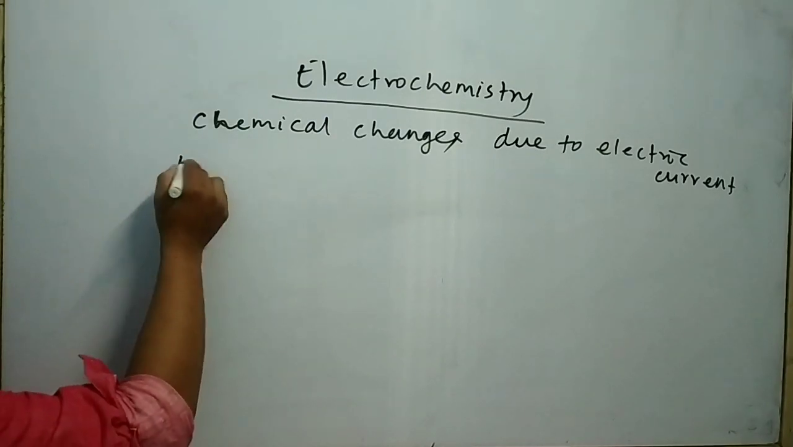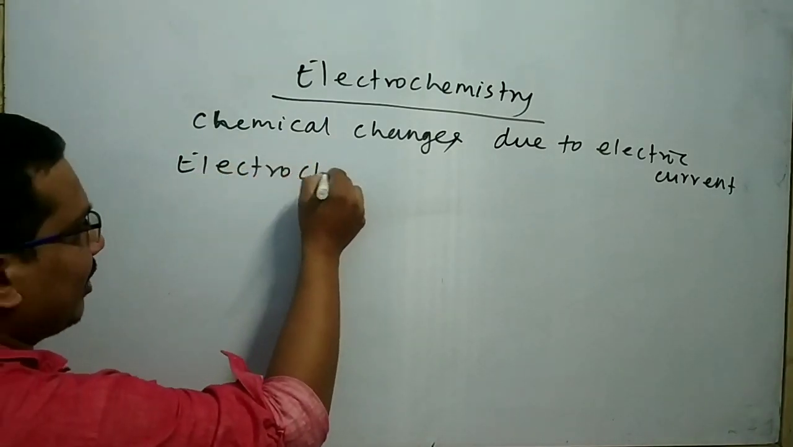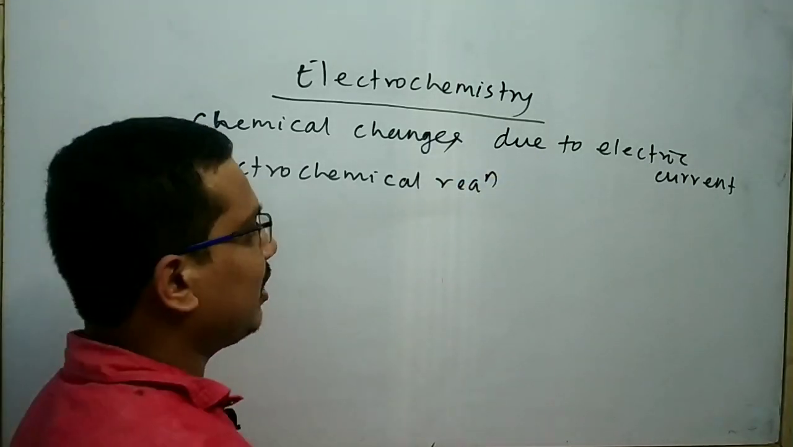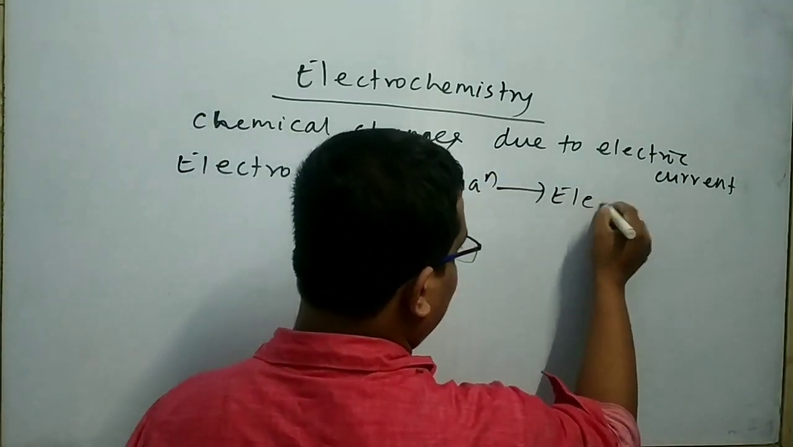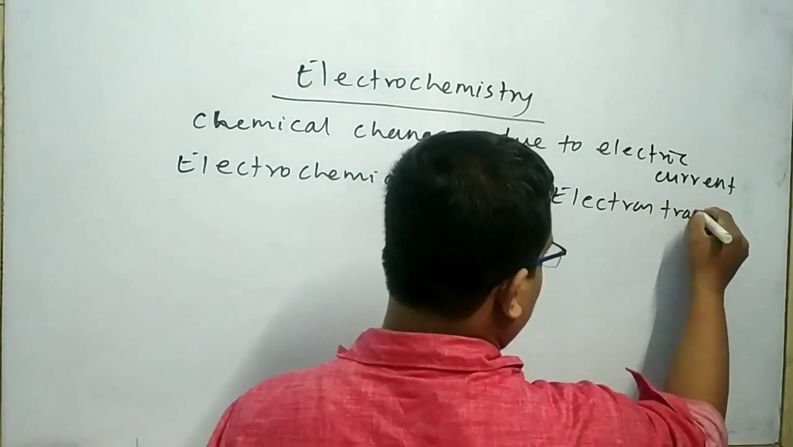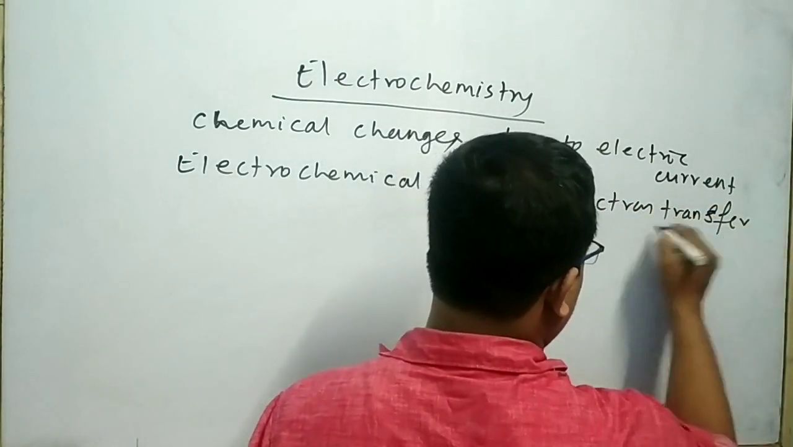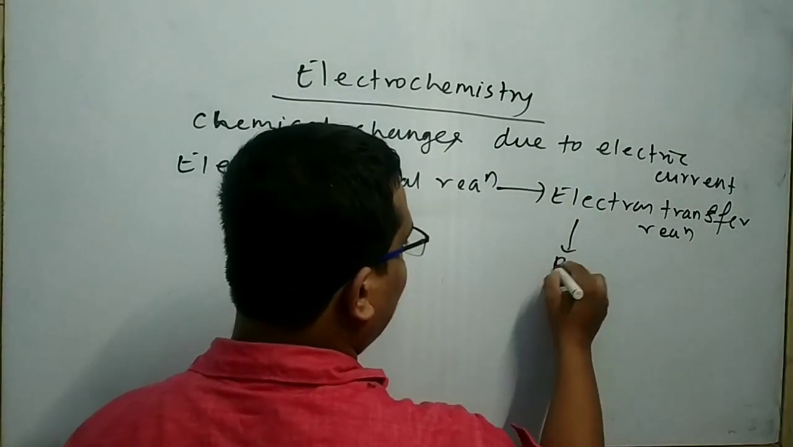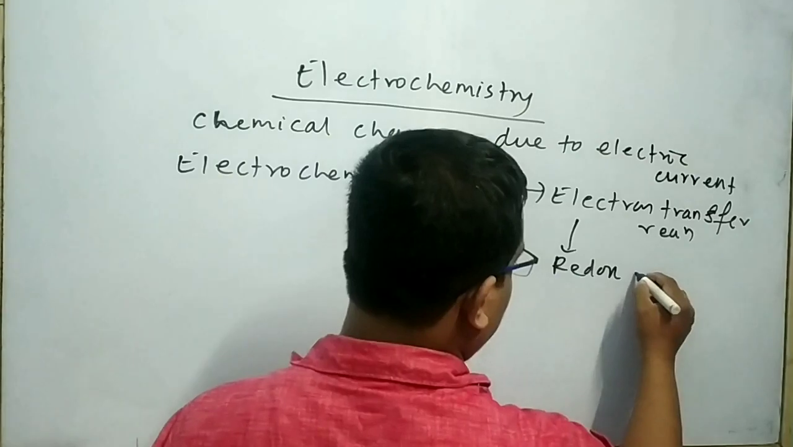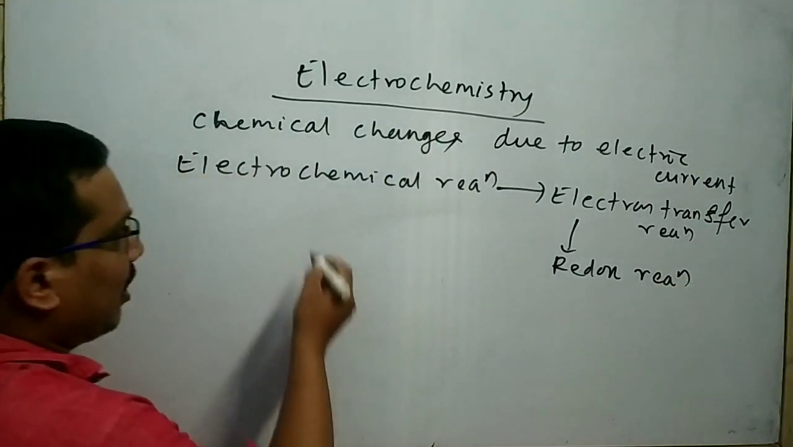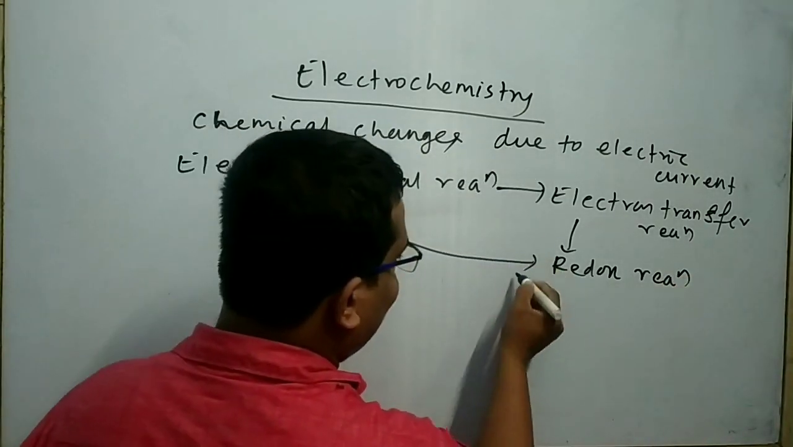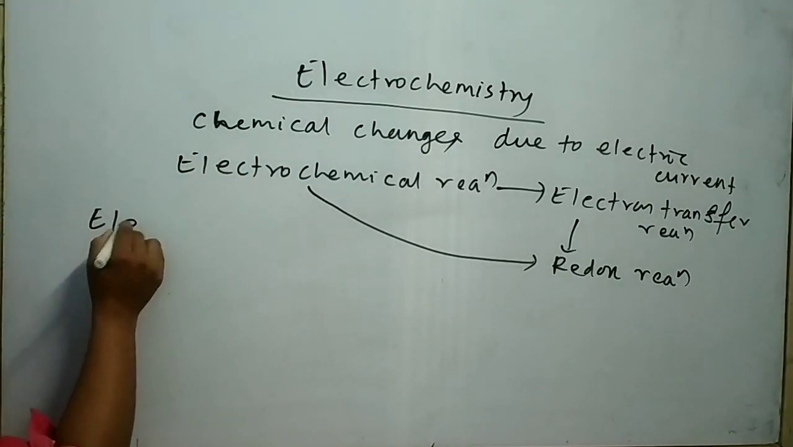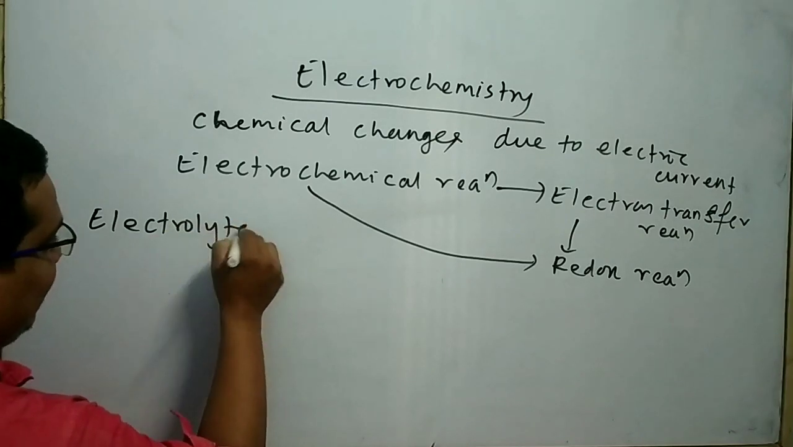All the electrochemical reactions belong to the electron transfer reaction. And all the redox reactions belong to the electron transfer reaction. That means all the electrochemical reactions are redox reactions. At first, I will discuss the electrolyte.